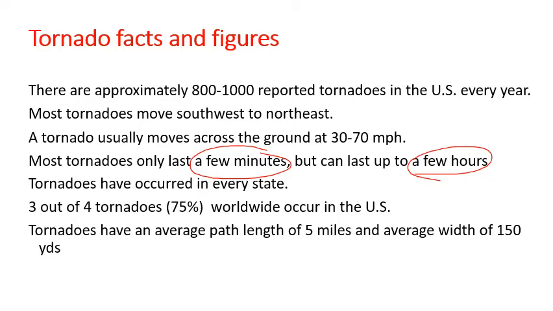Tornadoes have occurred in every state, but 75% of all of the world's tornadoes occur in the United States. We are tornado central. We get by far more tornadoes and more severe tornadoes than any other place on the planet.